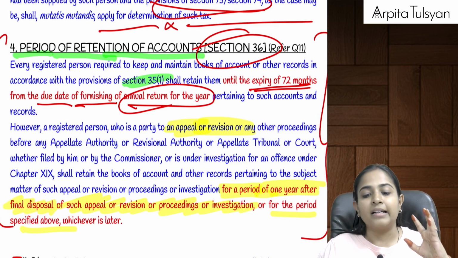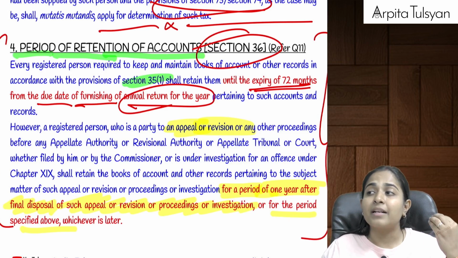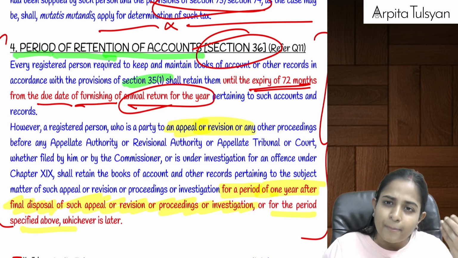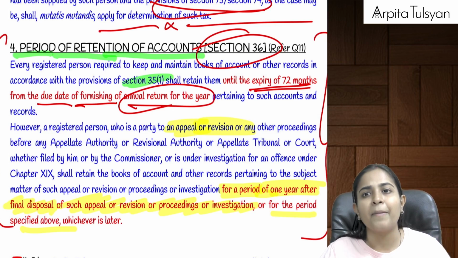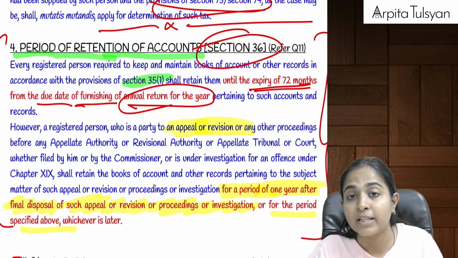But later, if for that particular financial year the matter is under appeal or under revision, or any GST proceedings are going on in the GST department or in a court of law, then you have to maintain the records for even more than 72 months.